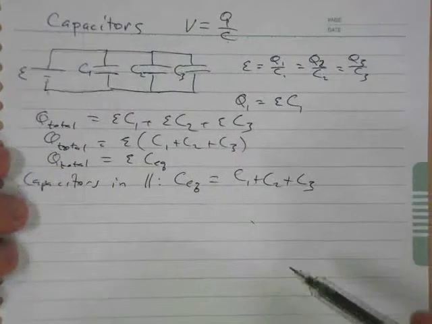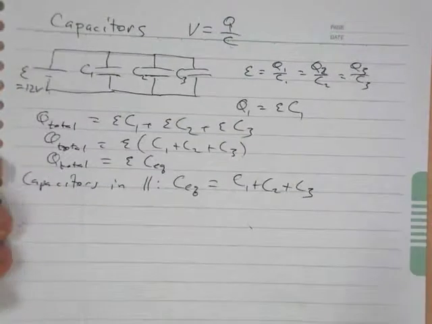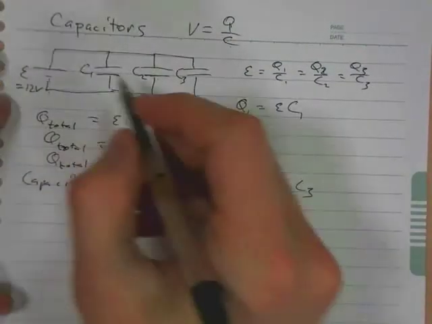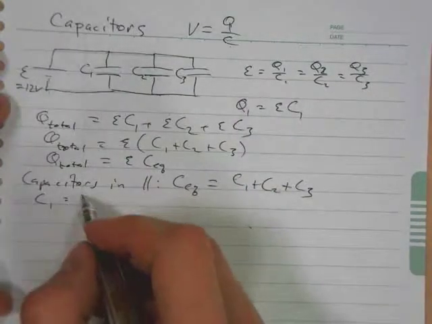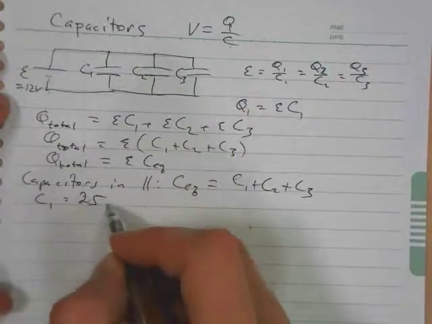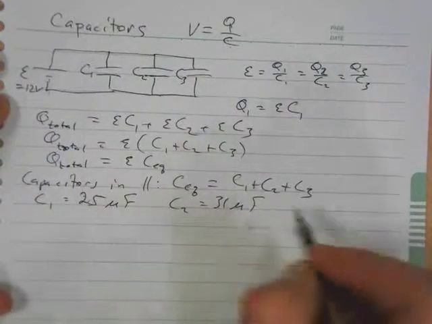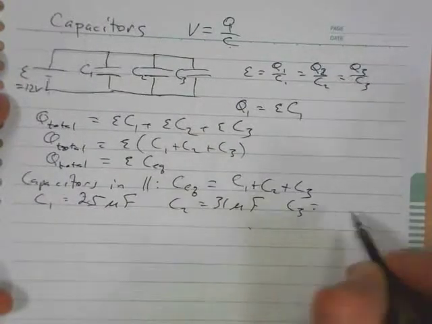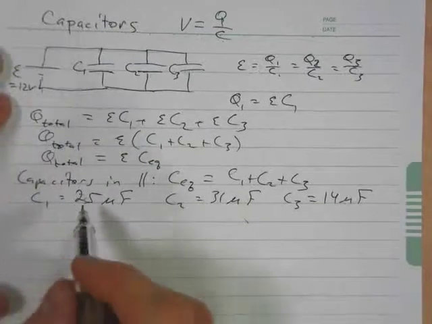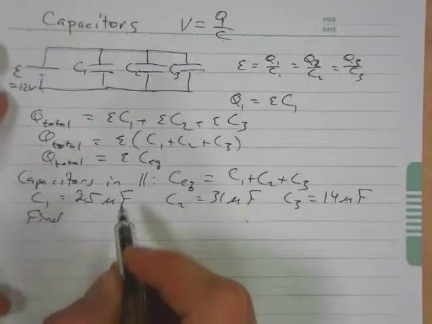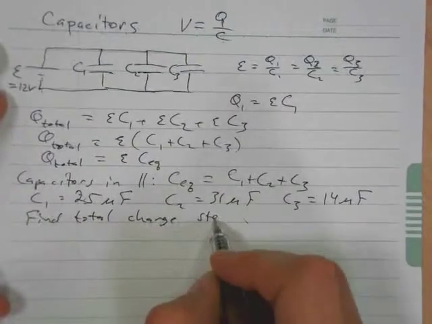Let's look at an example. Let's say we've got an EMF of 12 volts. Let's say that C1, I don't have space to label it on the drawing, I'll just put it down here, our first capacitance is 25 microfarads. Our second capacitance is 31 microfarads. And our third capacitance is 14 microfarads. And I want to know the total charge stored on the plates of the capacitors.